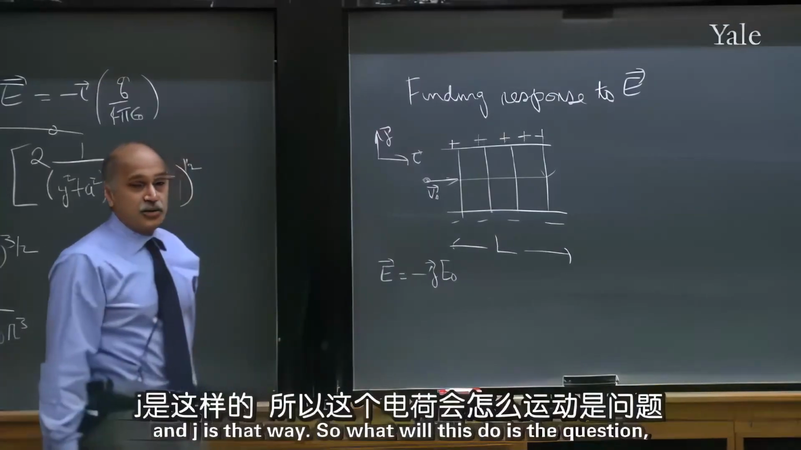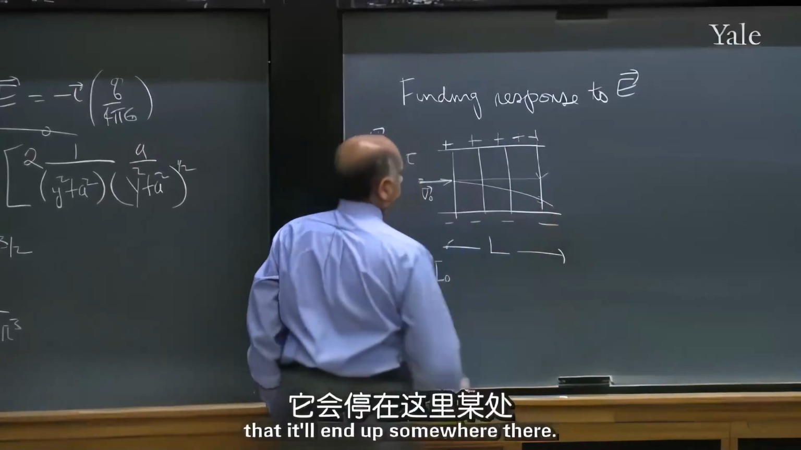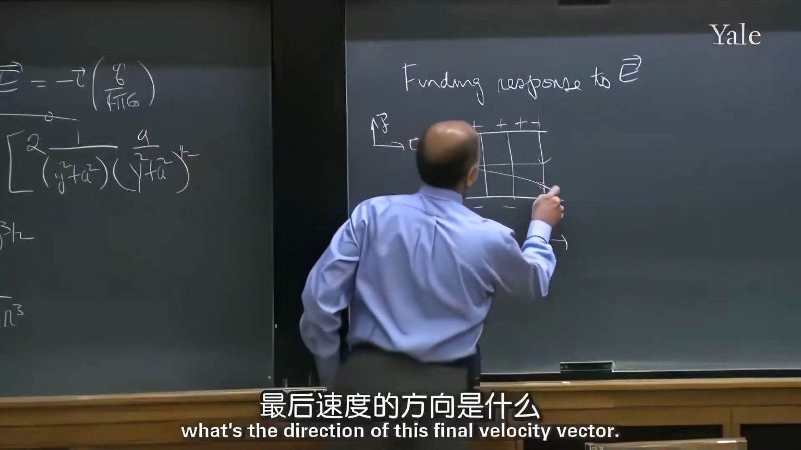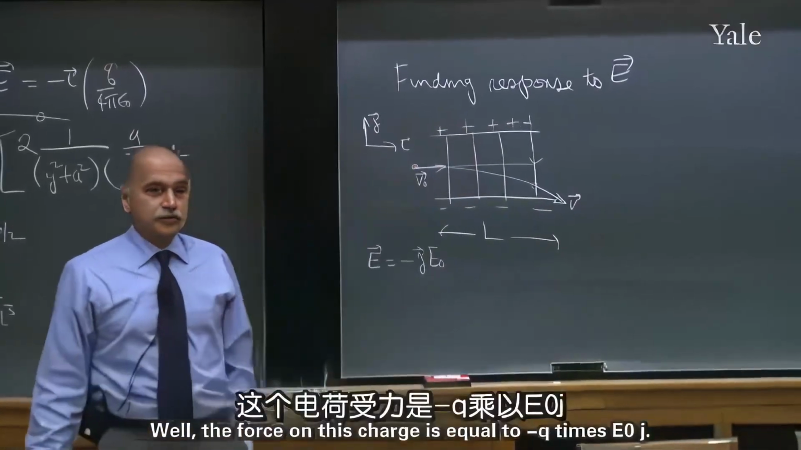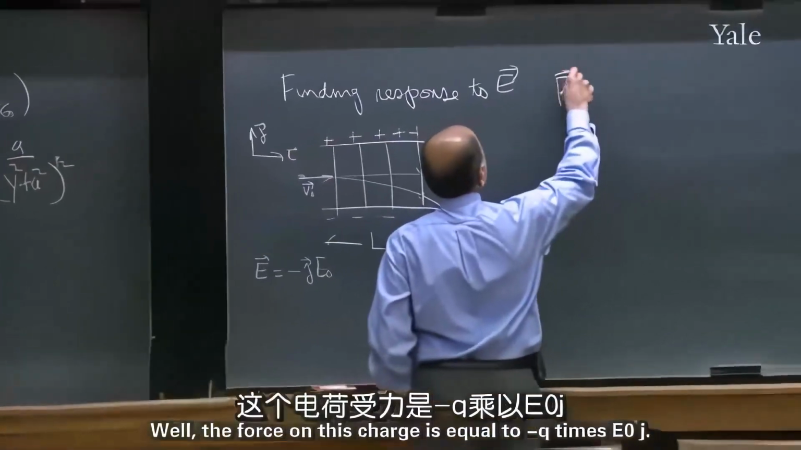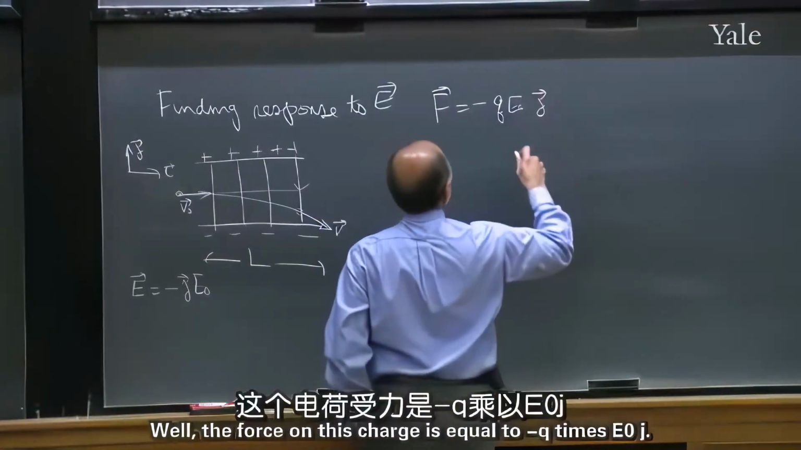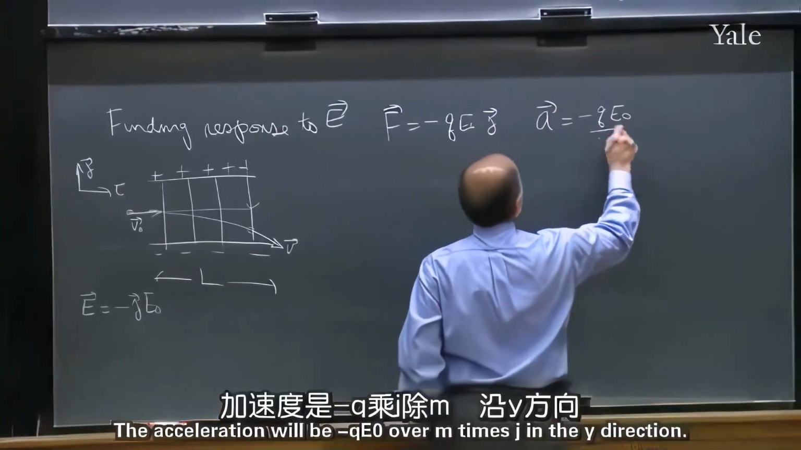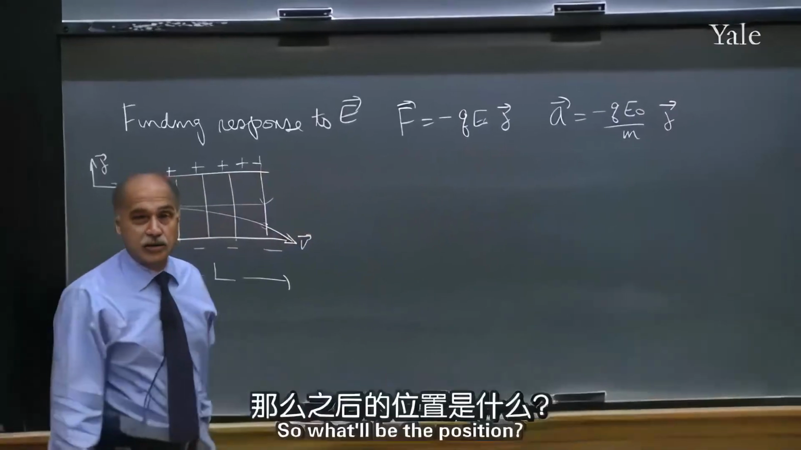So what will this do is the question. Where will it end up? Well, I think you can all tell that it will end up somewhere there. What we're trying to find out is how much does it fall, and when it comes out, what's the direction of this final velocity vector. Well, the force on this charge is equal to minus q times E0 j. The acceleration will be minus q E0 over m times j in the y direction.